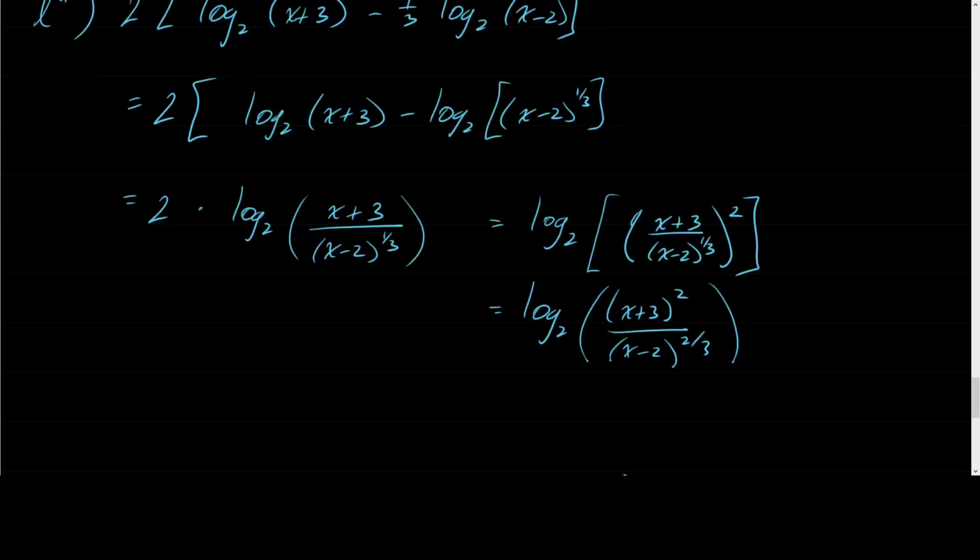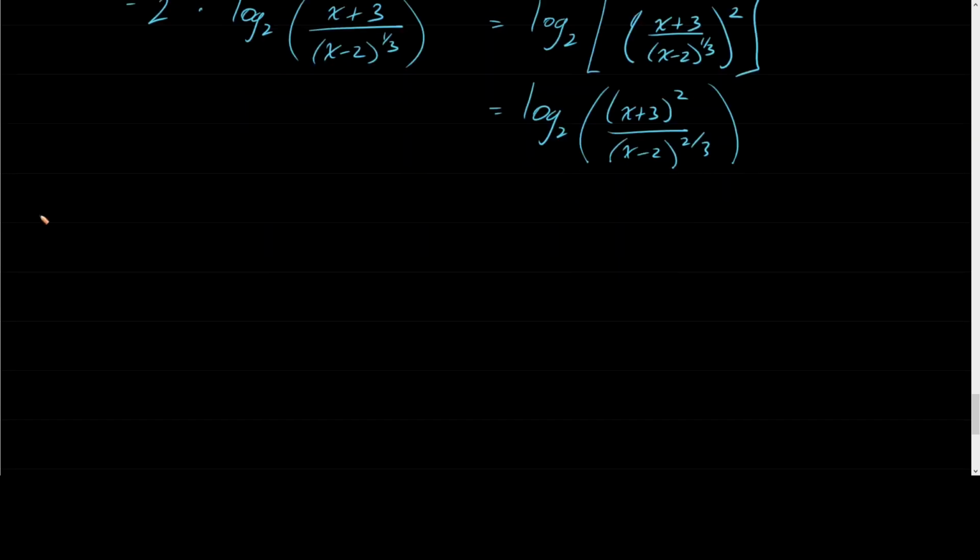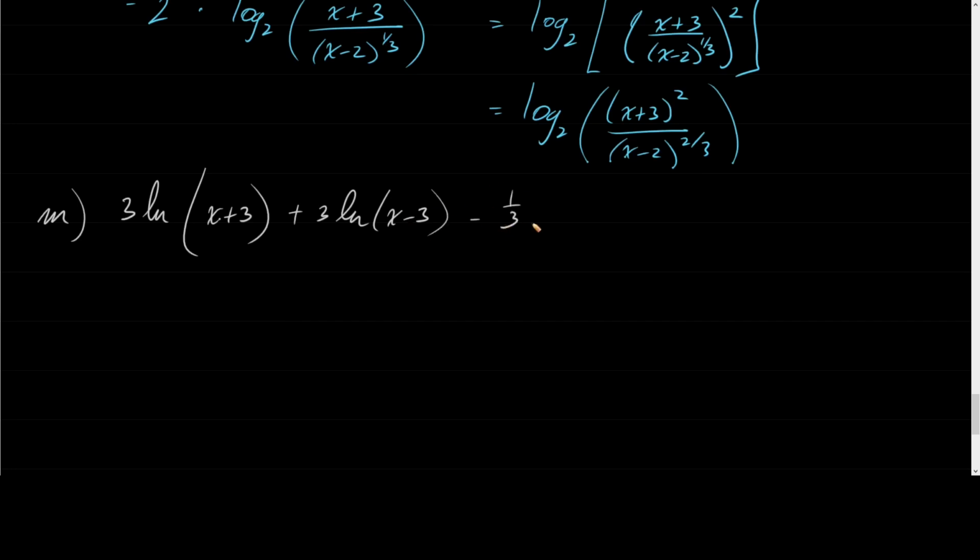Let's do one more. M. Let's say that I have 3 times log, let's do ln actually. So 3 ln of (x plus 3), plus 3 ln of (x minus 3), minus 1/3 ln of (x plus 2), minus 1/3 ln of (x minus 2).